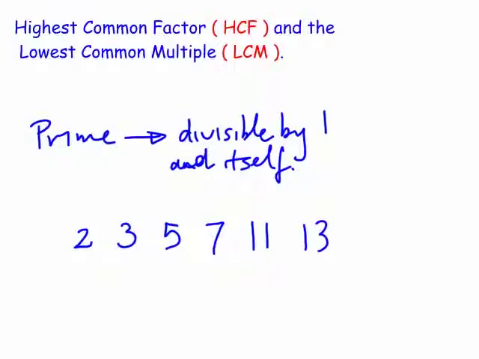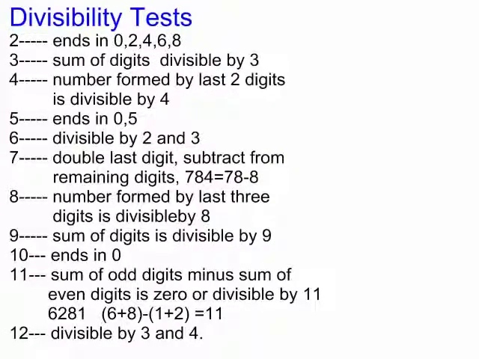I've just written them down, I'll just show you. Here are the divisibility tests. Most of us know that something that ends in 2, 4, 6, 8, or 0 is an even number, so it must be divisible by 2. Have a quick look at these. For 3, the sum of the digits is divisible by 3. For 4, the number formed by the last two digits is divisible by 4.